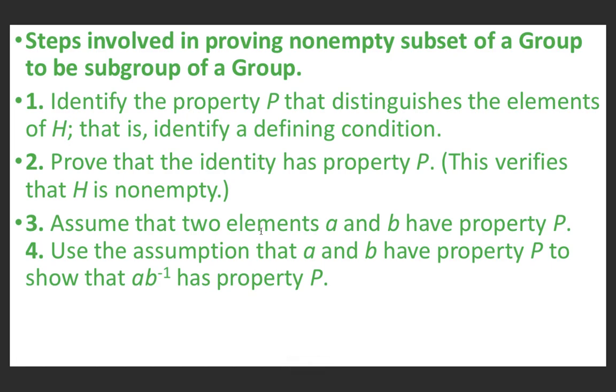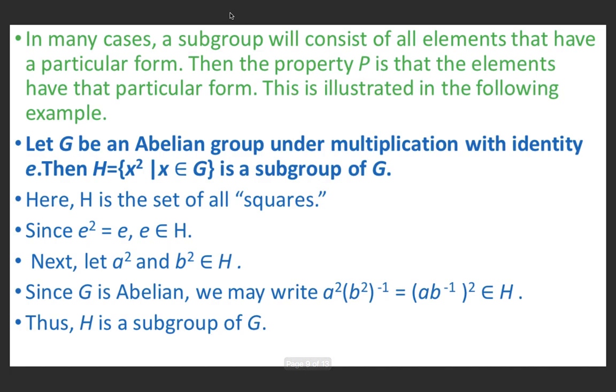So, the steps involved in proving a non-empty subset of a group G to be a subgroup of G. In many cases, a subgroup will consist of all elements that have a particular form. Then the property P is that of the elements that have that particular form. This is illustrated in the following example.